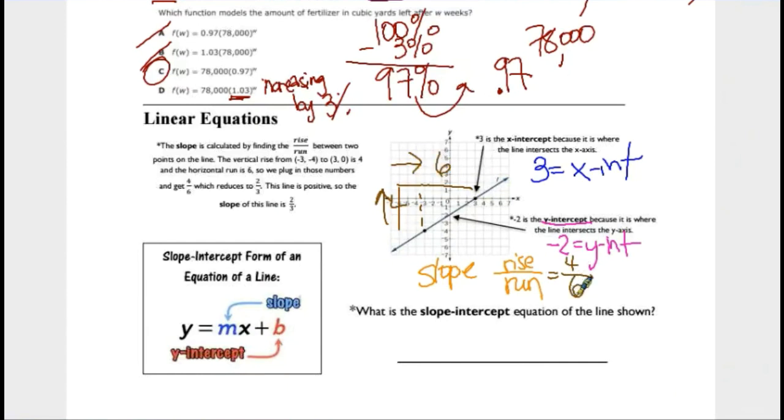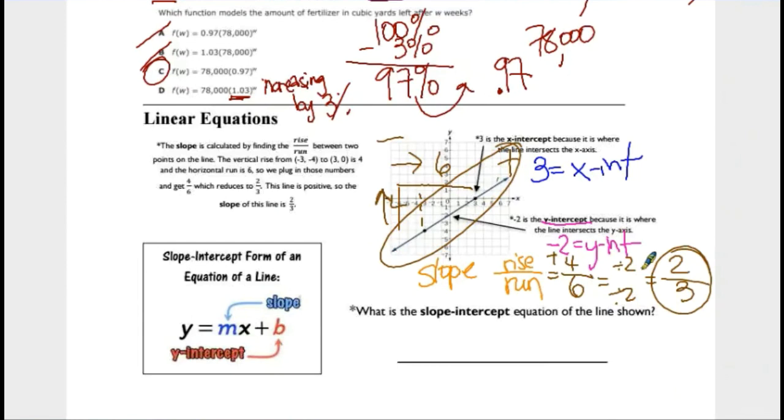I get 4, 6. And I want to just check, is this a positive or negative line? If it's positive, it's going to point to the right. If it's negative, it points to the left. This one points to the right, so I know that it is positive. And I can reduce this by dividing by 2 from top and bottom, which is going to give me 4 divided by 2 gives me 2. 6 divided by 2 gives me 3. My slope is 2/3.